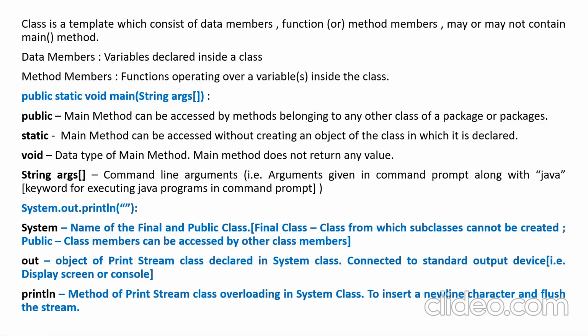Data members are nothing but variables which are of particular types. Methods are nothing but functions which will be operating over the variables. So we are grouping the variables as well as the functions within a particular storage unit. That storage unit is called a class. It is nothing but a container.